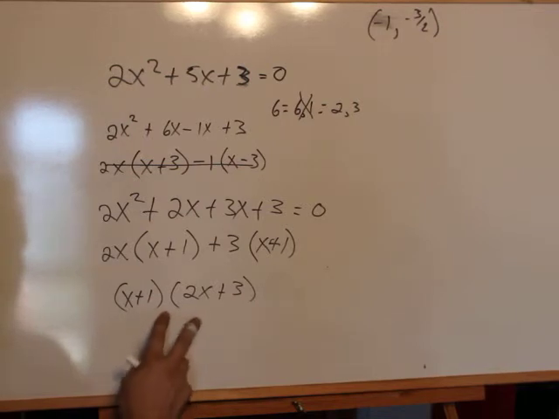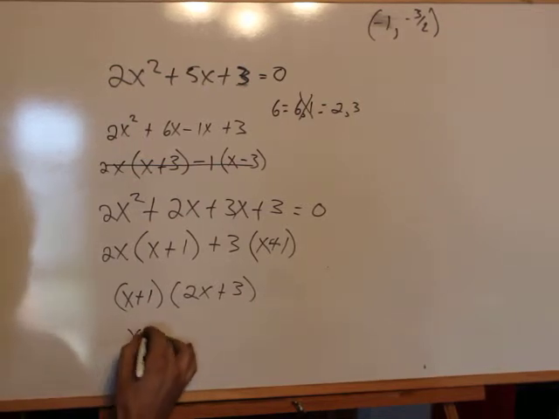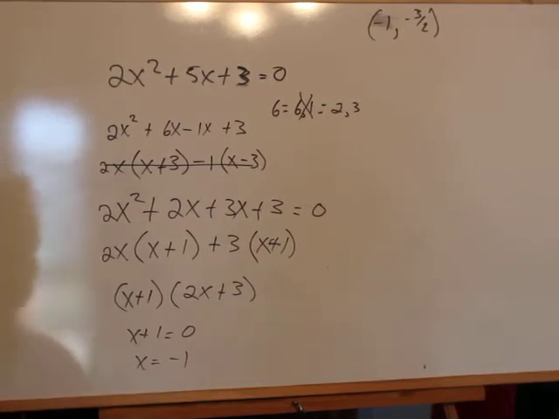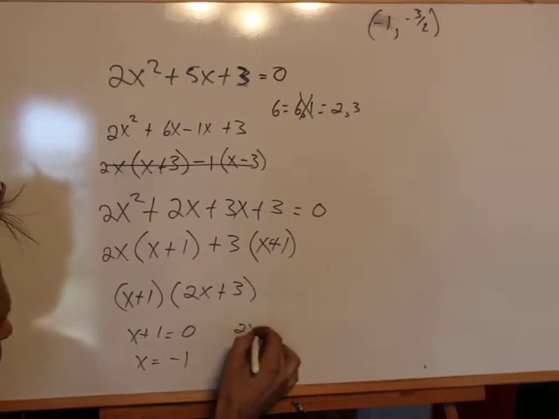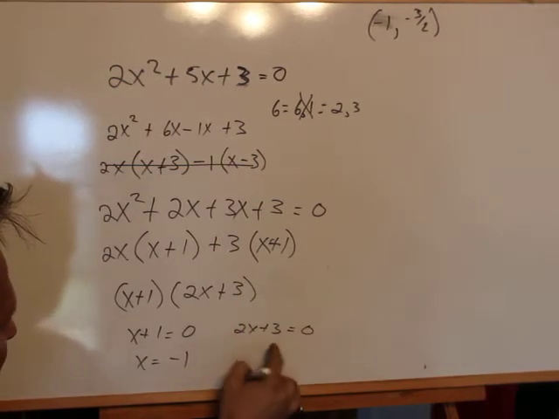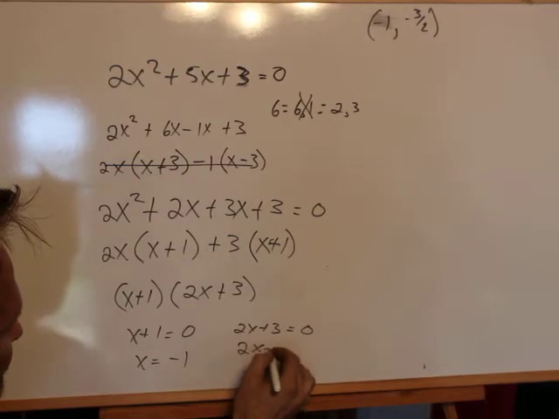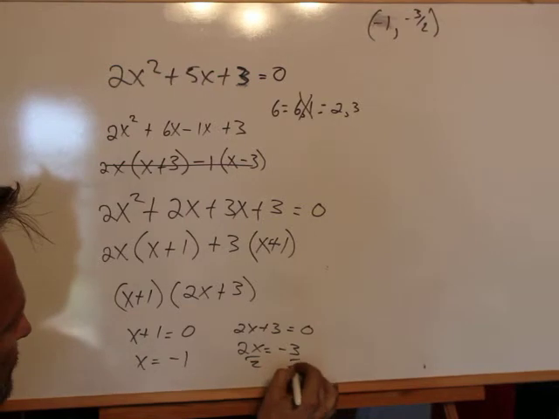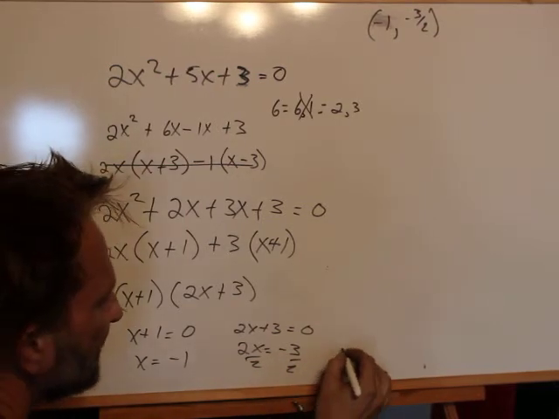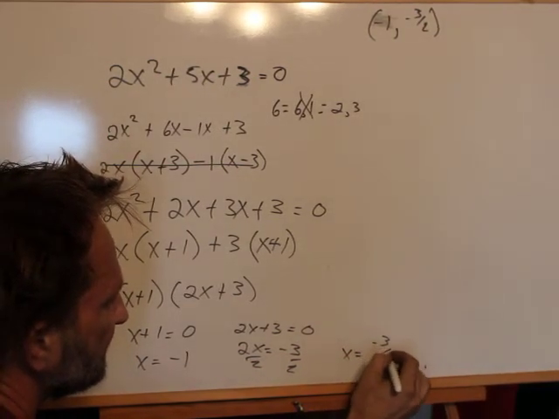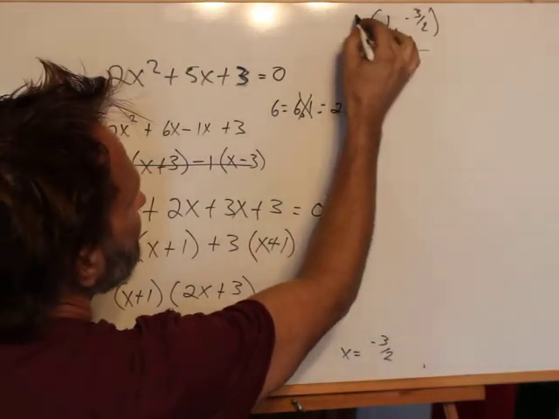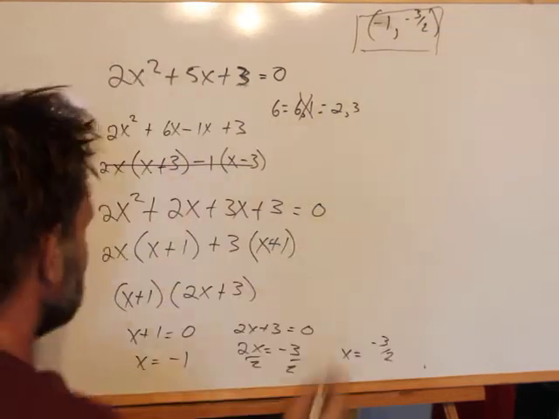Now, what would make either of these terms 0? X plus 1 equals 0, or x equals negative 1. And here, 2x plus 3 equals 0. Move the 3. 2x equals negative 3. Divide by 2. And we get x equals negative 3 halves. I've already written those down right here. We'll leave those up there for the second example.